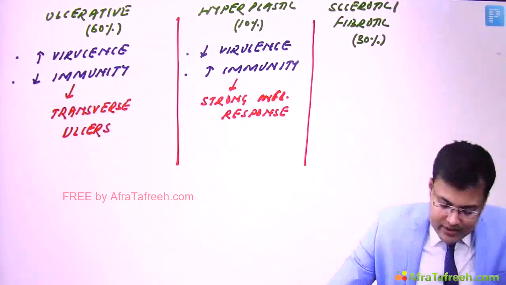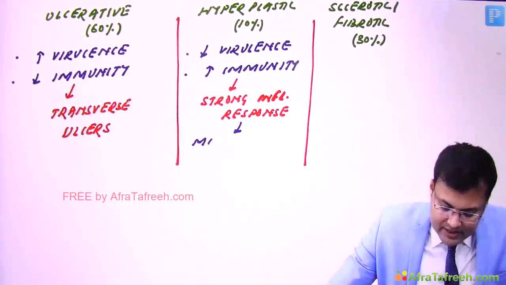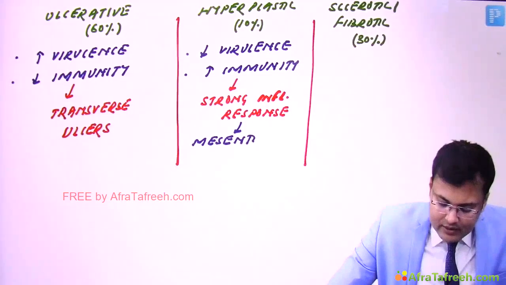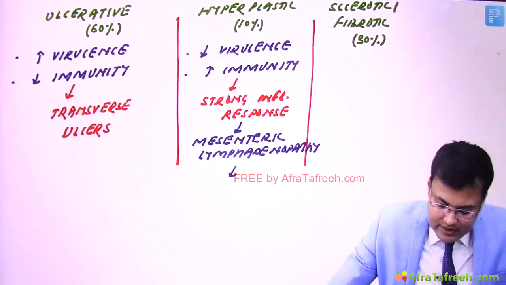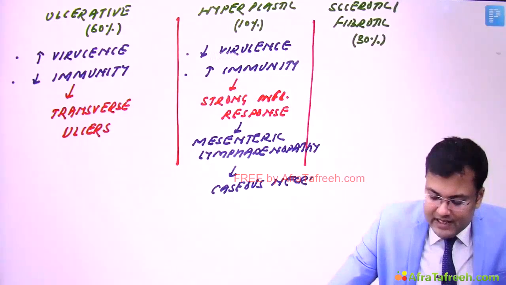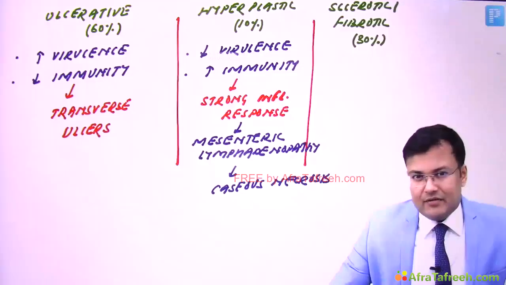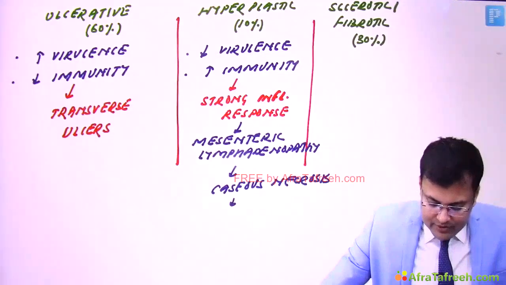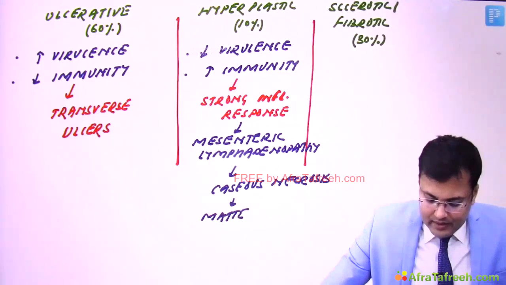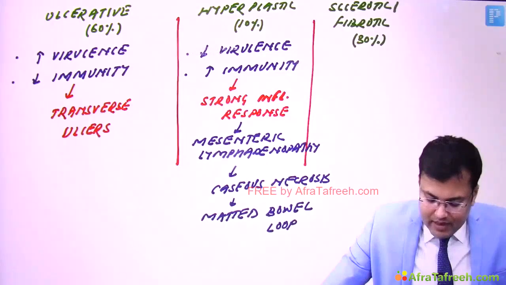Because of this strong inflammatory response, there is mesenteric lymphadenopathy. In these lymph nodes, what's the problem? There is caseous necrosis. Clear? So there is caseous necrosis and the lymph nodes become very sticky, and because of these sticky lymph nodes, what's the problem? There is formation of matted bowel loops.